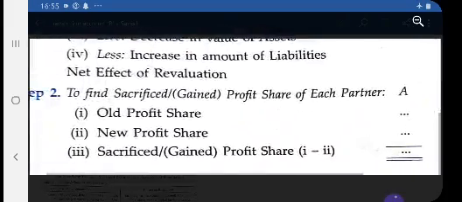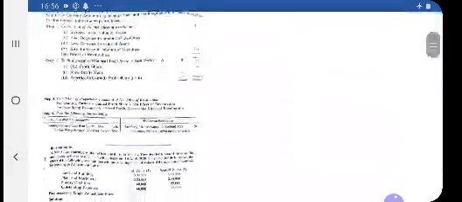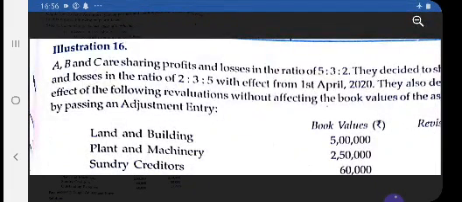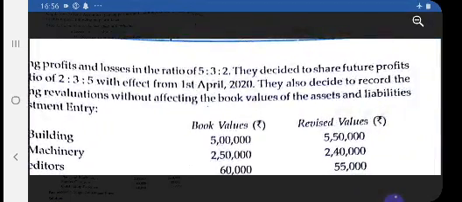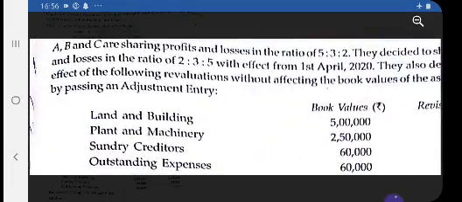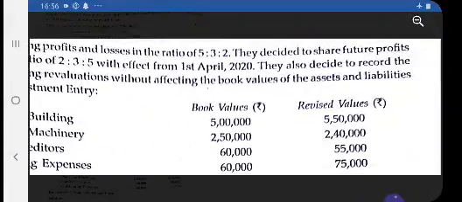And now the second step, as we are already familiar with this, you just calculate the gaining or sacrificing ratio and then you pass the entry. So let us try to understand the same thing with an example. See here, one question is there. A, B, and C are partners. Their profit sharing ratio is 5 is to 3 is to 2, and they decided to share the future profit in the ratio of 2 is to 3 is to 5 with effect from 1st April 2020.